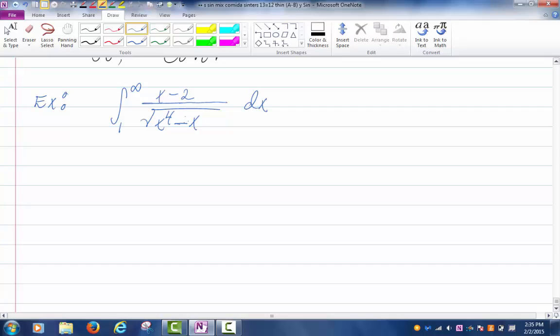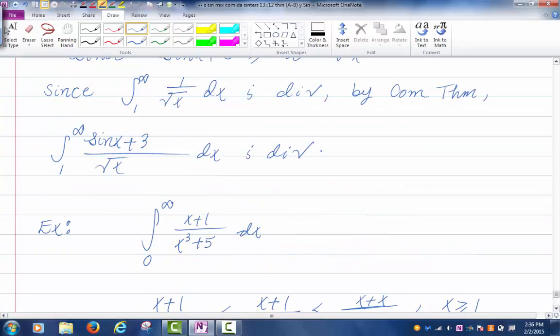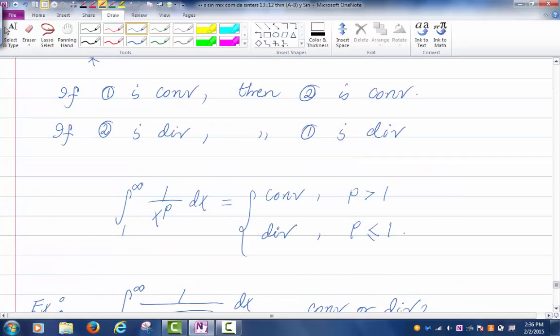What do we know about 1 over x? The integral from 1 to infinity of 1 over x is, yeah, but is it divergent or convergent? Divergent. Remember what we said here: if p is less than or equal to 1, the integral from 1 to infinity of 1 over x to the p is divergent. You're right. You use the log function to evaluate and see that's the case. Okay.